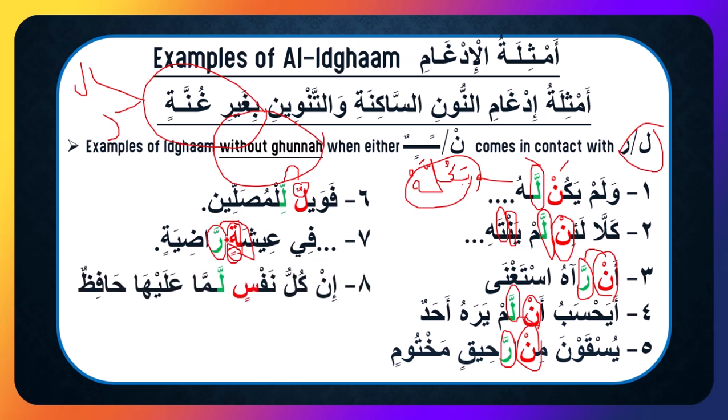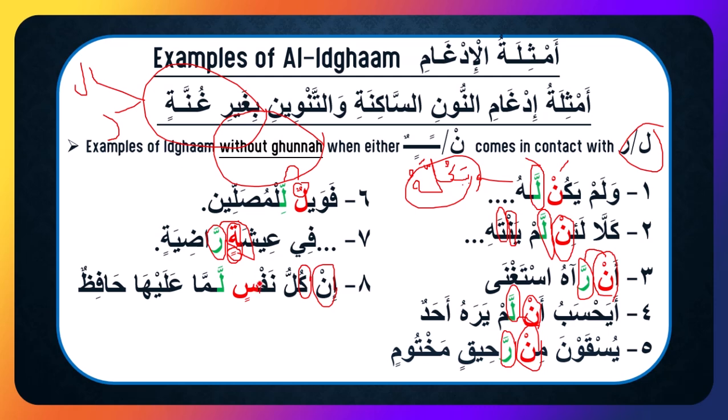And the next example we have is In kullu nafsin lamma alayha hafiz. If you look at this, we have a Nuun Saakinah here, and this Nuun Saakinah comes in contact with a letter here, which is letter kaf. But if we investigate, we cannot find letter kaf amongst letters of al-idh'haar. The same way, we cannot find letter kaf amongst letters of al-idgham. That means this is not what we're looking for.